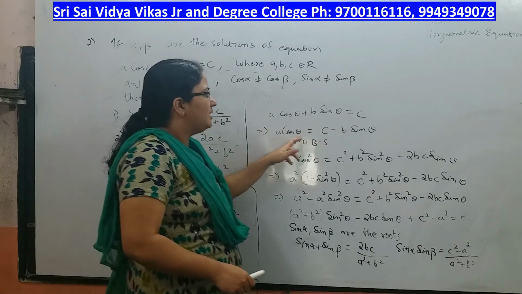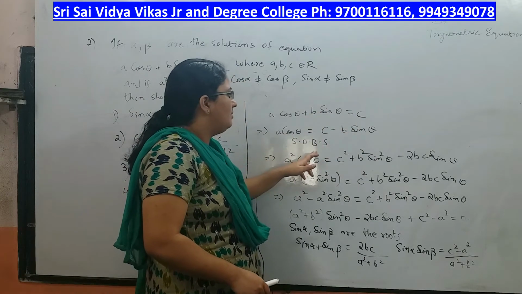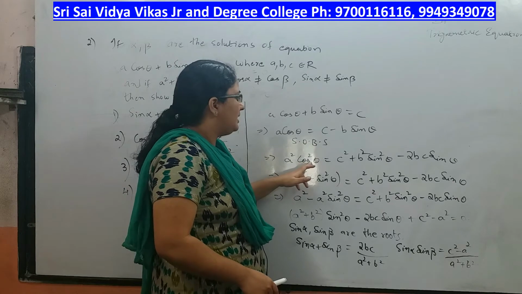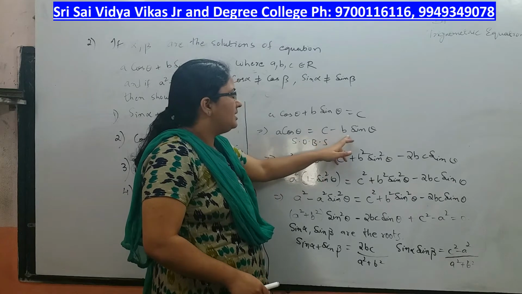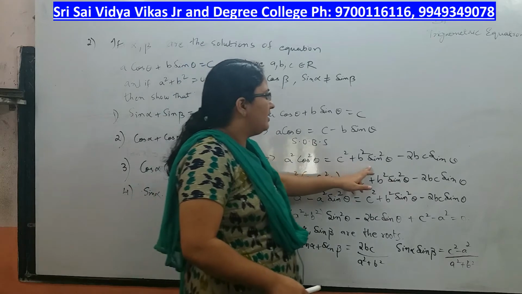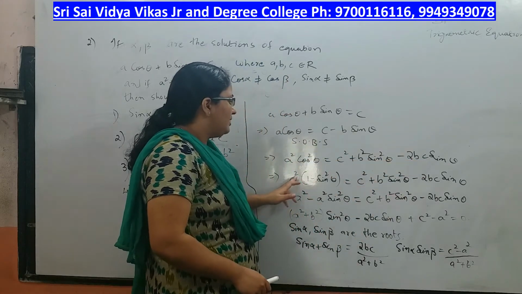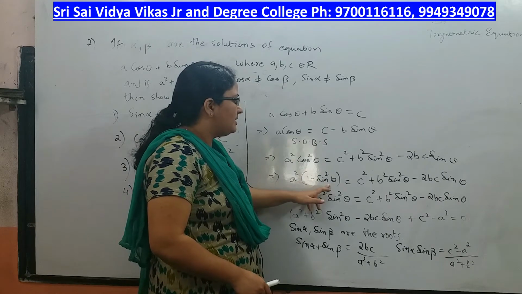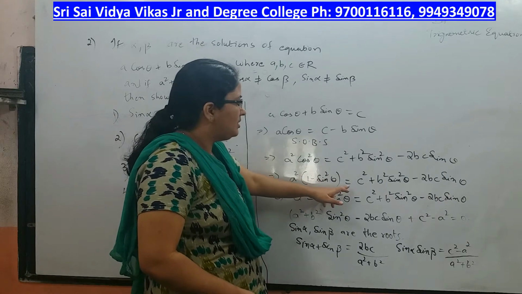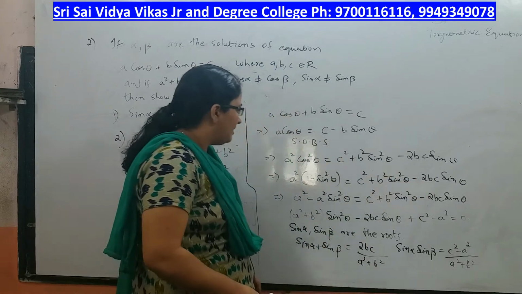A cos theta is equal to c minus b sin theta. Squaring on both sides, you have a square cos square theta is equal to (c minus b sin theta) whole square, c square plus b square sin square theta minus 2bc sin theta. A square into cos square theta can be written as a square into (1 minus sin square theta), that is equal to c square plus b square sin square theta minus 2bc sin theta.